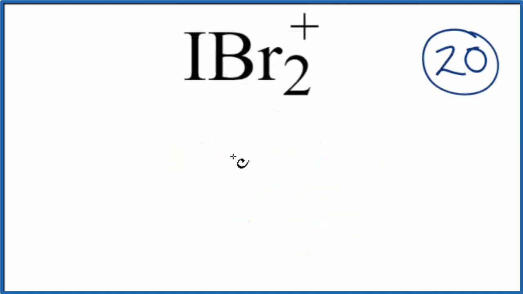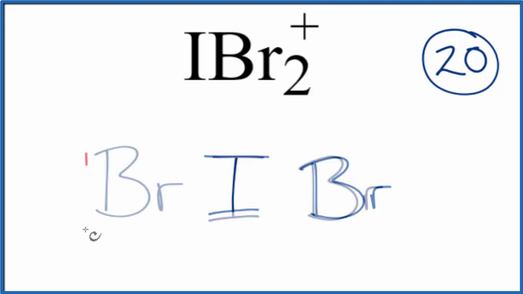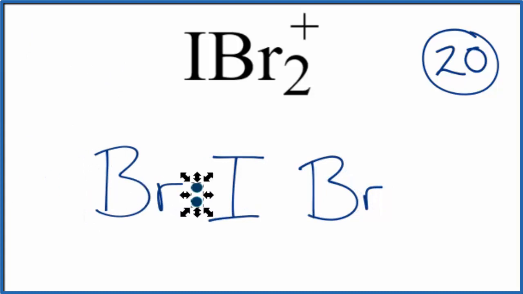Since iodine is the least electronegative element, we're going to put the iodine at the center, and then we'll put the bromine atom on either side. We'll put a pair of electrons between atoms. That's going to form the chemical bond. Then we'll go around and complete the octets on each bromine.